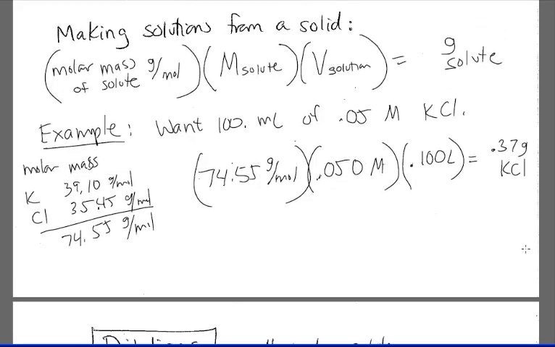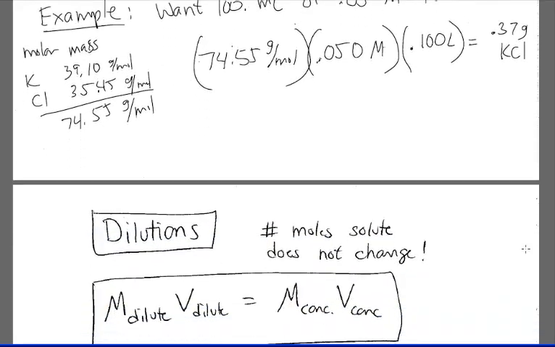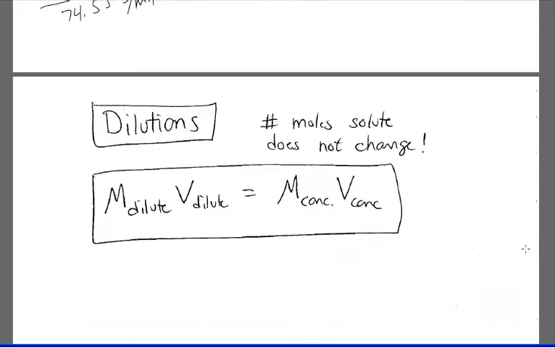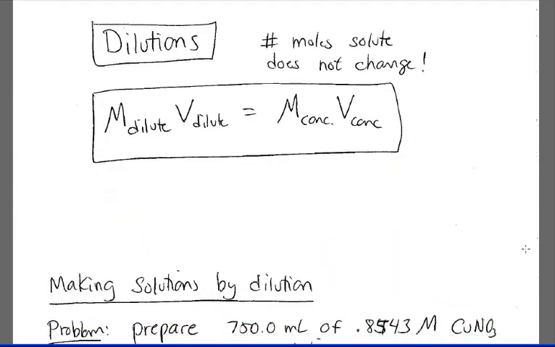All right, diluting. When you dilute something, you don't change the number of moles. If you have strong coffee and it's too strong for you and you dilute it with extra water, you're not changing the total amount of coffee you drink. You're just changing how concentrated it is.